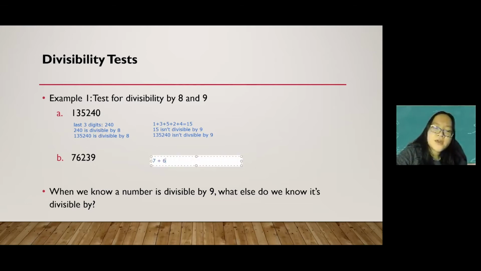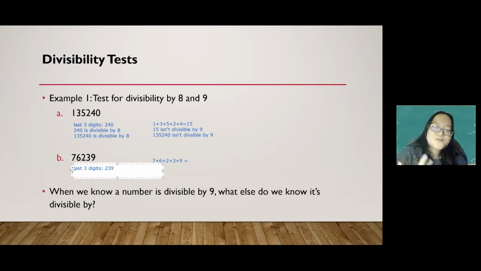Tell me, what do you get when you add 7 plus 6 plus 2 plus 3 plus 9? Oh, wait, you mean everything? All right, just the last 3, my bad. No, the last 3 digits is for checking divisibility by 8. Oh, well, that's not divisible by 8 at least. Okay, so if you add the last 3 digits, that's divisible by 9. Okay, thank you.